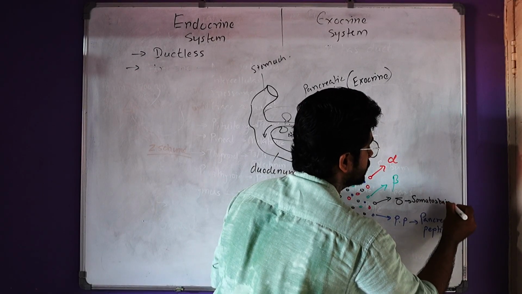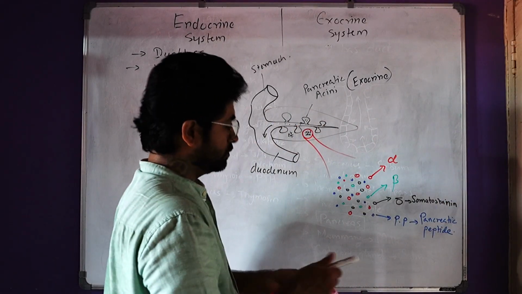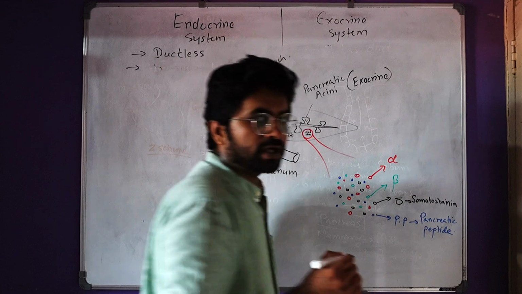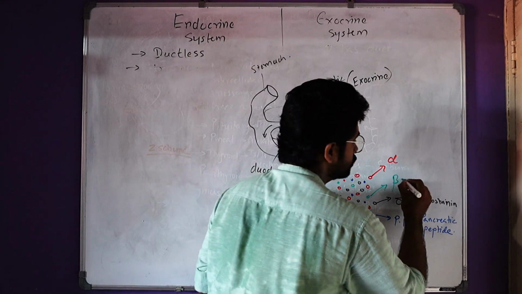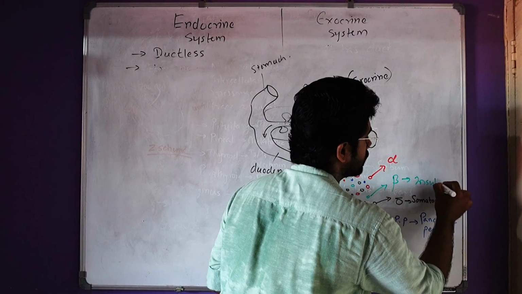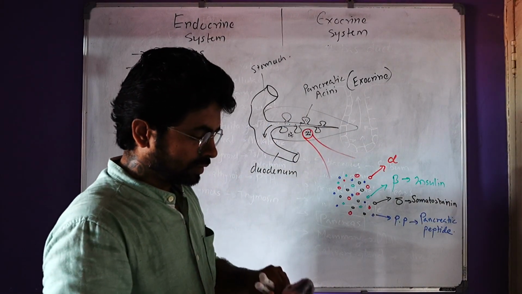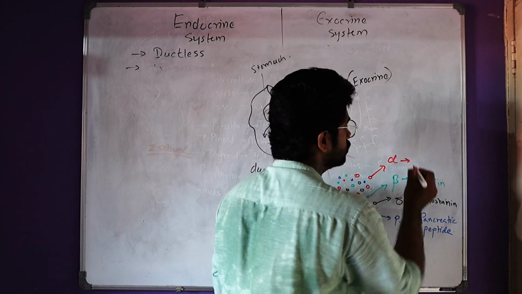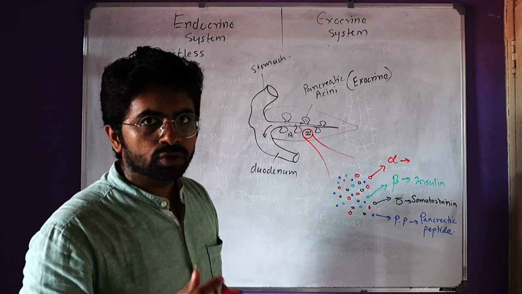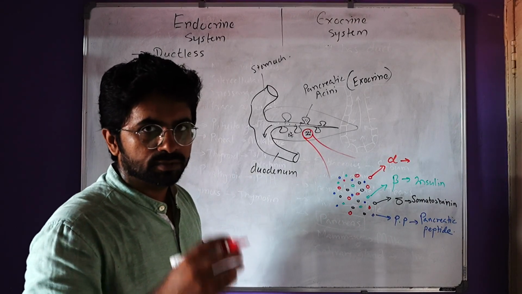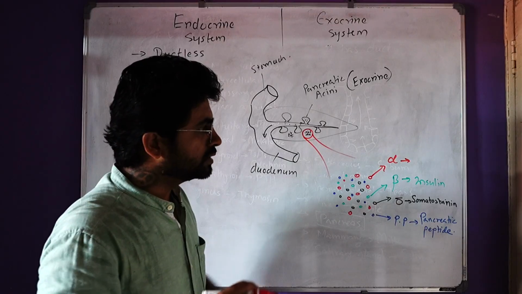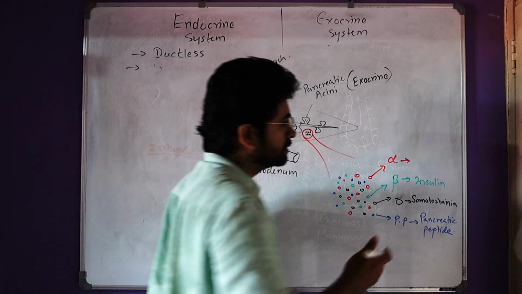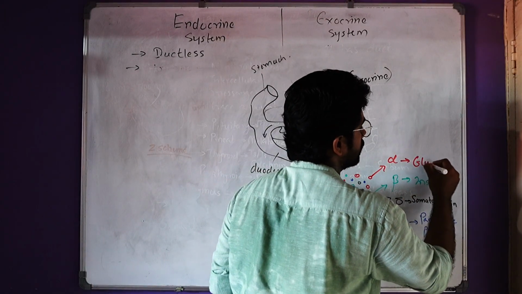Next, delta, it releases somatostatin again in the bloodstream. Then beta cells of islets of Langerhans will release insulin. Okay, and the last one, alpha, will release glucagon. Now glucagon and insulin both are for glucose metabolism. They will maintain the sugar level in the blood. Insulin will decrease the sugar level in blood. Glucagon will increase it. So they are antagonists to each other.